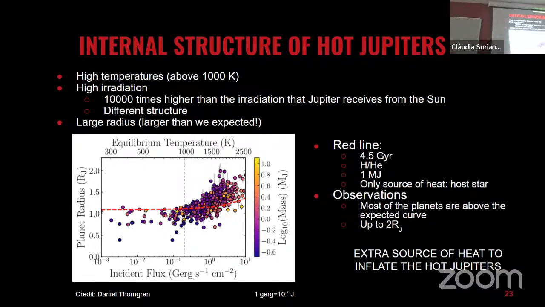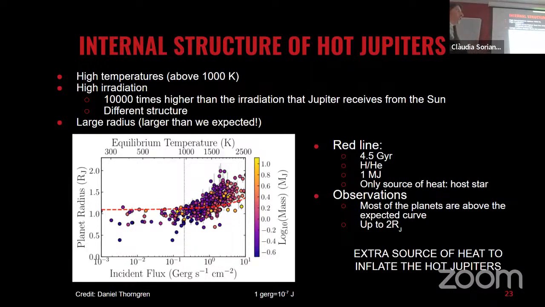So one of the properties that we are interested in is the radii. In this plot, you have the equilibrium temperature of the planet and the planet radius. Each dot is a hot Jupiter observed. And we have this red line, which corresponds to the radii we expect for different temperatures, taking only into account the irradiation from the star. As you can see, most of the planets are above this line. So they have a higher radii than we expected. So it means that we need another source apart from the irradiation of the star that can explain why they are inflated. So this is what we are studying.